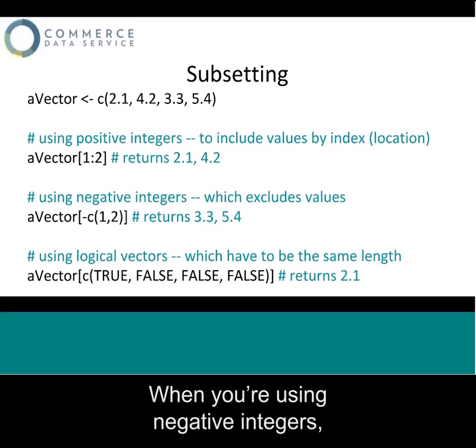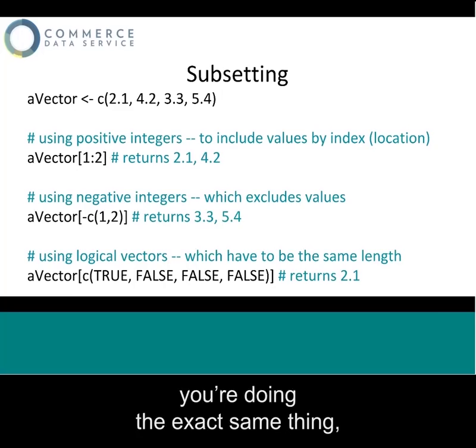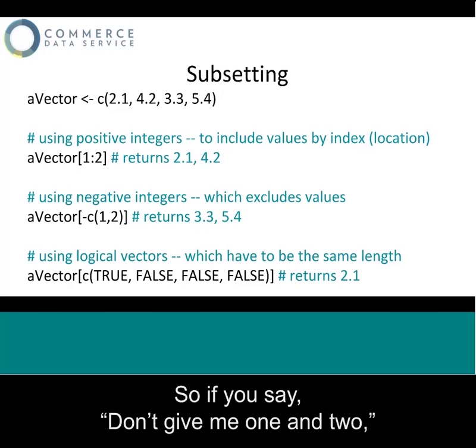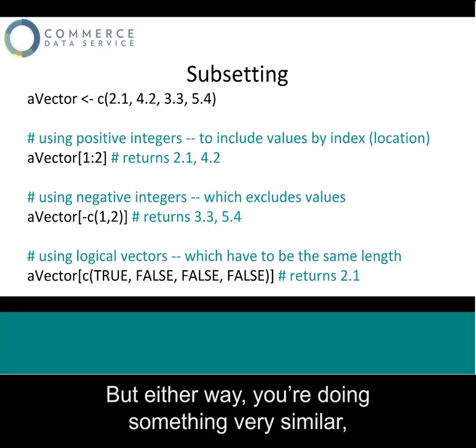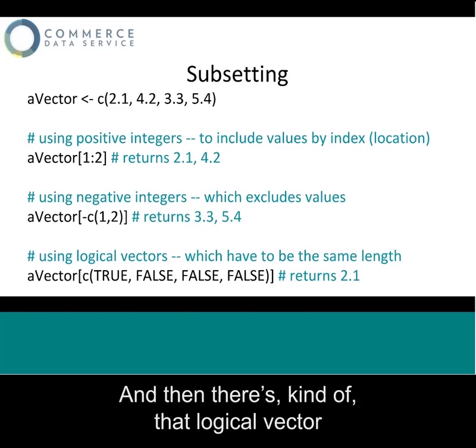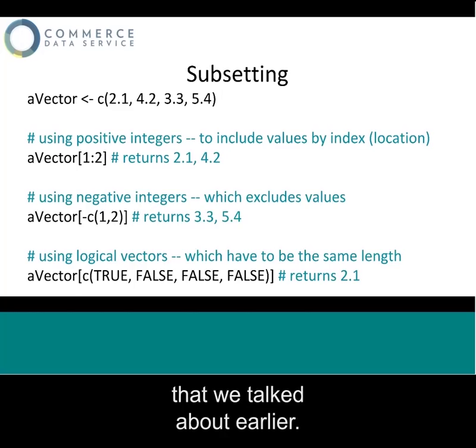When you're using negative integers, you're doing the exact same thing, except at that point you're telling it what to exclude. So if you say, don't give me 1 and 2, it'll give you everything but those 2. But either way, you're doing something very similar. You're giving it a location. And then there are the logical vectors that we talked about earlier.